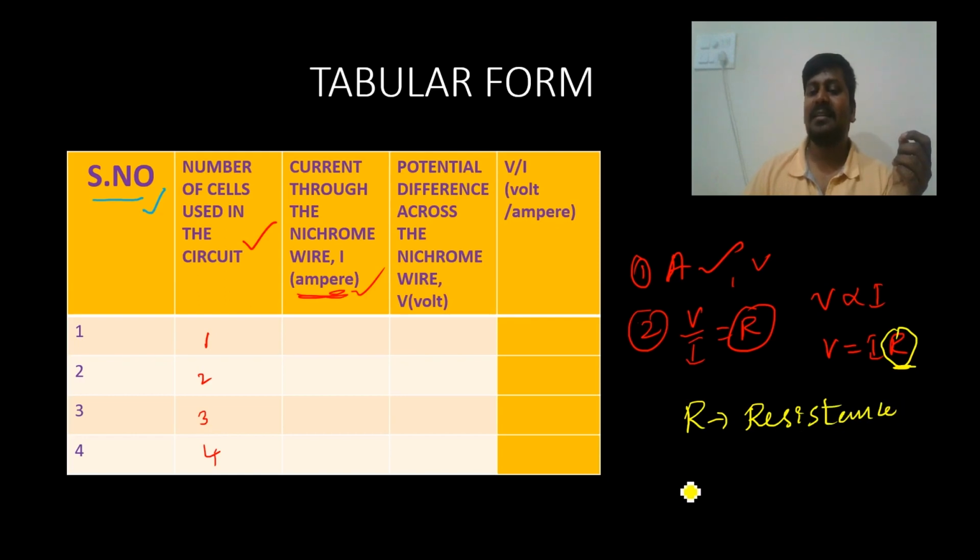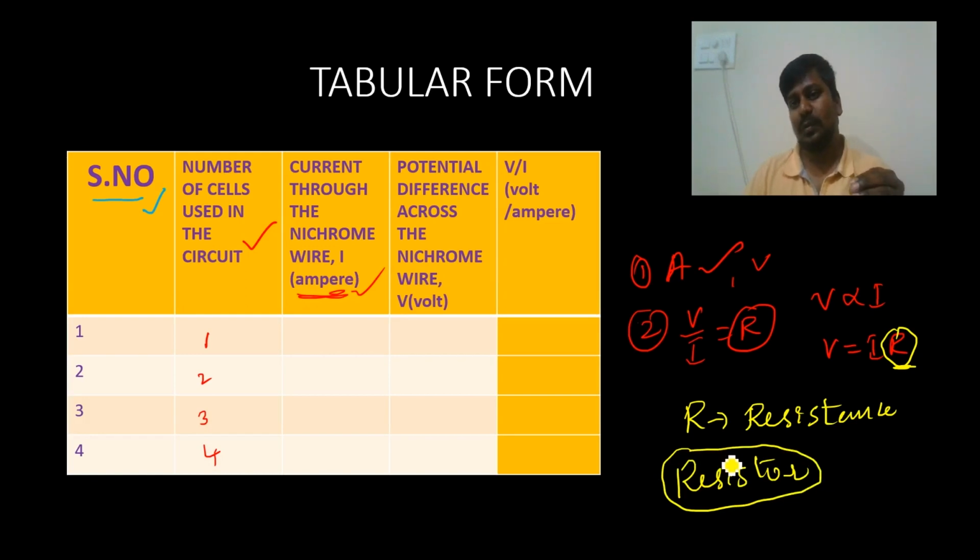I already said resistance and a resistor. So what is the difference between resistance and resistor? A resistor is a device which is used to oppose the electric current. Resistance is the phenomenon of opposing the electric current. Only the device is considered a resistor. So R is a resistance.